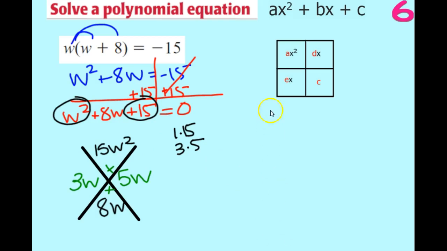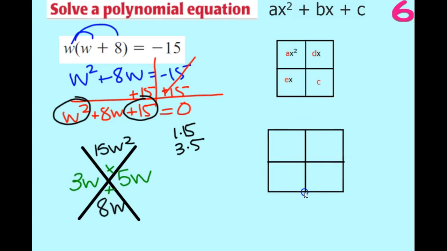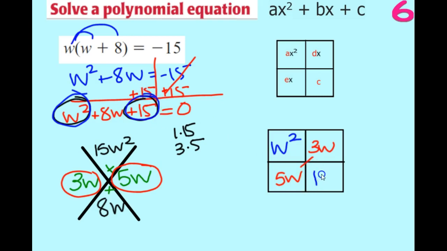So then I'm going to draw my box. And I'm going to put my two terms on the sides from the diagonal here, 3W and 5W. Again, it doesn't matter which one goes where. But our first box is our first term here, W squared. The last box is our last term, 15.